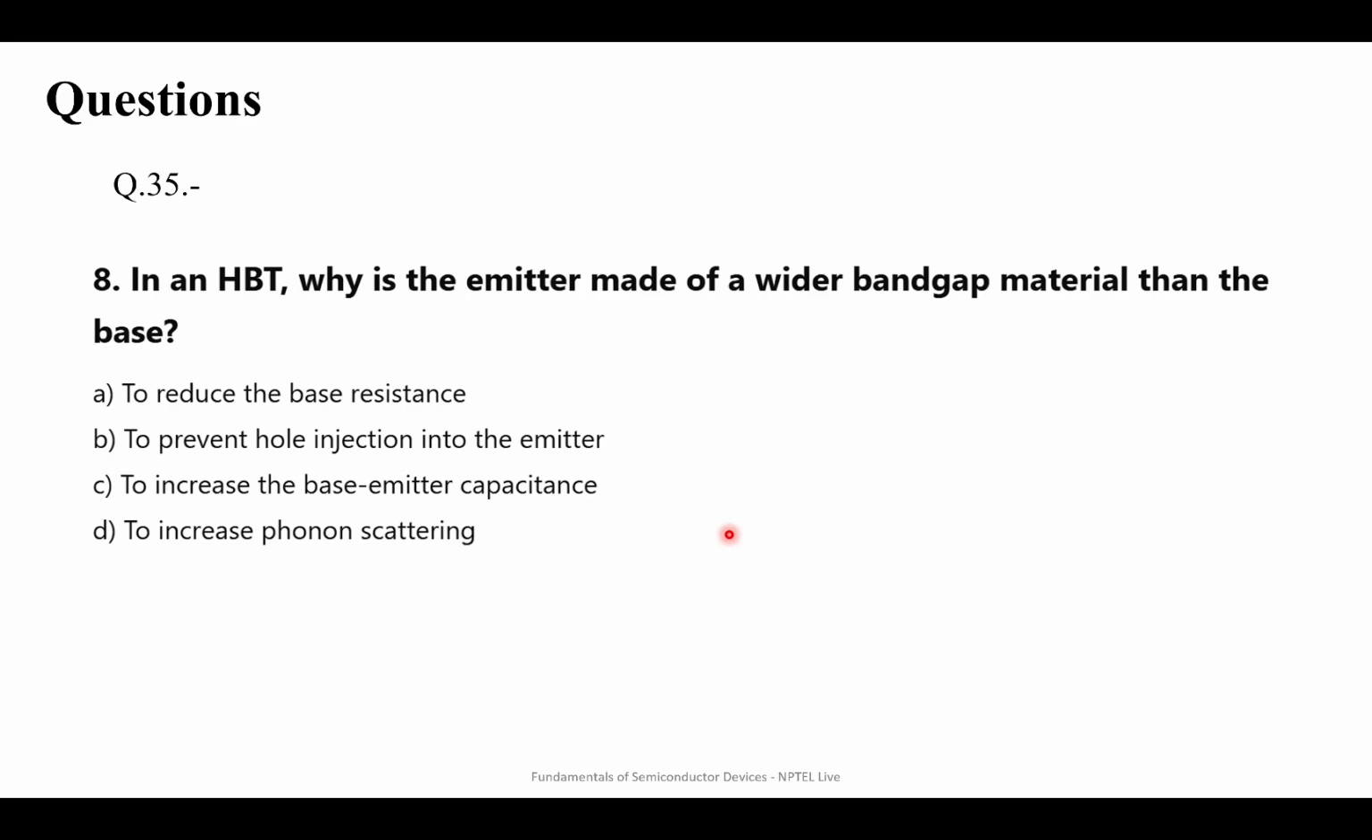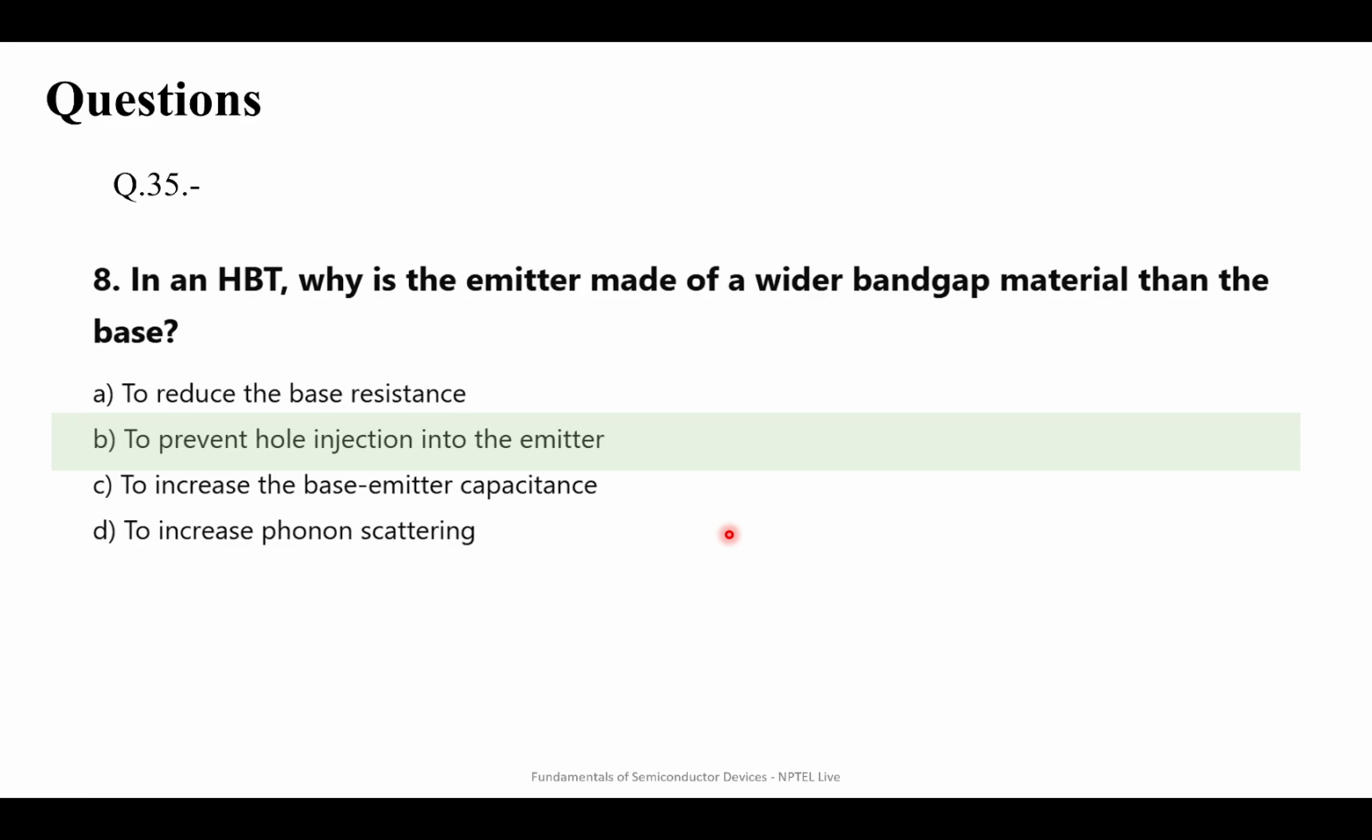In an HBT, why is the emitter made of a wider bandgap material than the base? To reduce the base resistance, to prevent hole injection into the emitter, to increase the base emitter capacitance, to increase phonon scattering. Hole injection, sir. That is correct. The answer would be to prevent hole injection into the emitter.